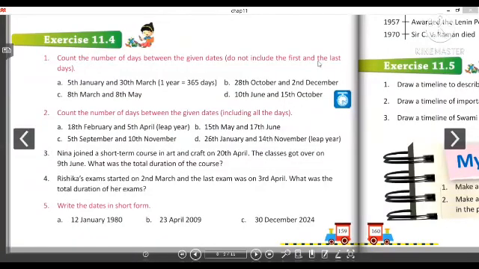So now question number 3 says that Nina joined a short-term course in art and craft on 20th April. The classes got over on 9th June. So what was the total duration of the course? ठीक है, तो यहाँ हमें क्या करना है, यहाँ भी हमें ये बताना है कि अप्रैल में कितने डेज हैं, क्योंकि ऑब्वियसली उसने 20 से स्टार्ट किया है, तो जो भी काउंटिंग होगी, वो 20 से करनी पड़ेगी और 9th तक करना पड़ेगा. दैट मीन्स वी हैव टू इंक्लूड बोथ द डेज. सो अप्रैल में हम पता कर लेंगे 30 माइनस करेंगे हम 19, तो अप्रैल का निकलेगा. देन मई 31 डेज एंड देन जून 9 डेज. सबको ऐड करेंगे, आंसर आ जाएगा.